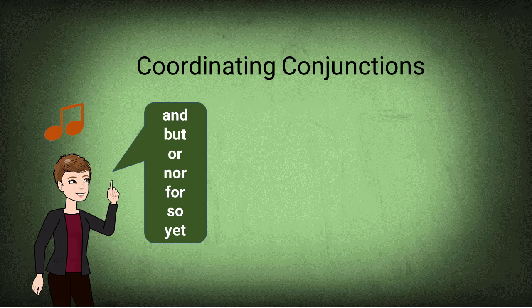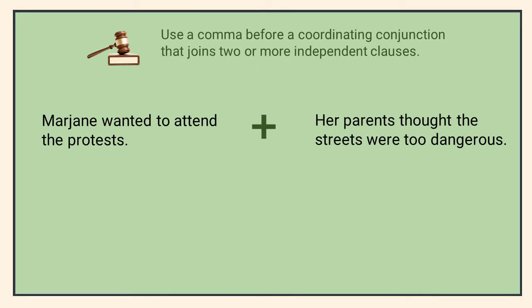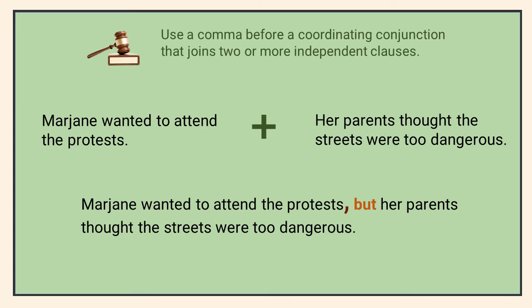If you were in Miss Holmgren's class, you learned a little chant for them. And, but, or, nor, for, so, yet. If you were in another teacher's class, you might have learned the acronym FANBOYS. For, and, nor, or, yet, so. Either way, you'll save yourself a lot of errors if you memorize them. To join two independent clauses with a coordinating conjunction, use a comma in front of it.